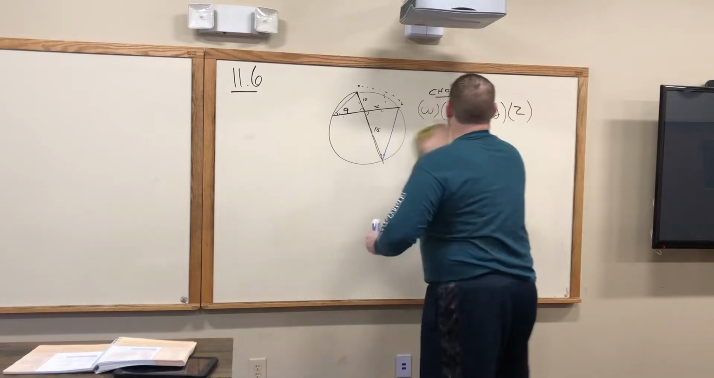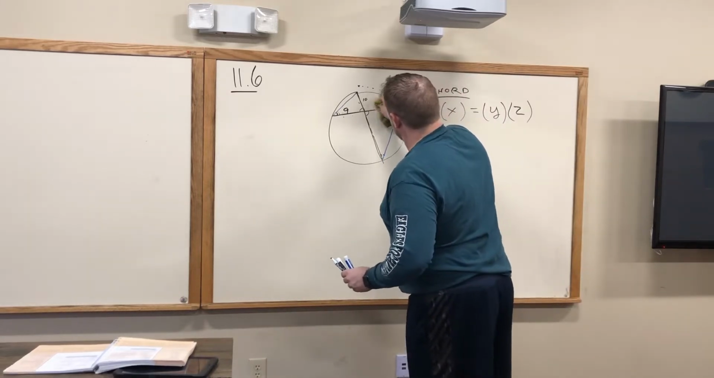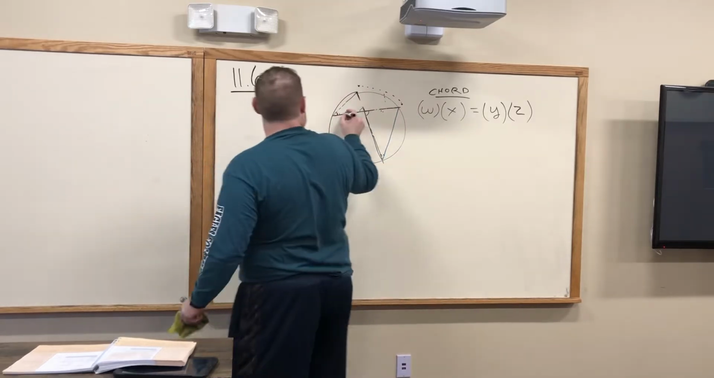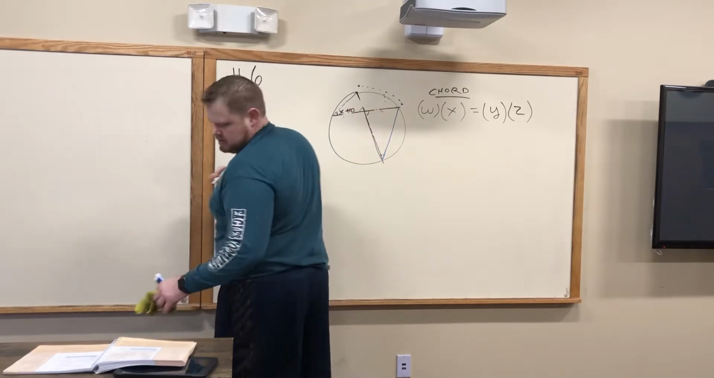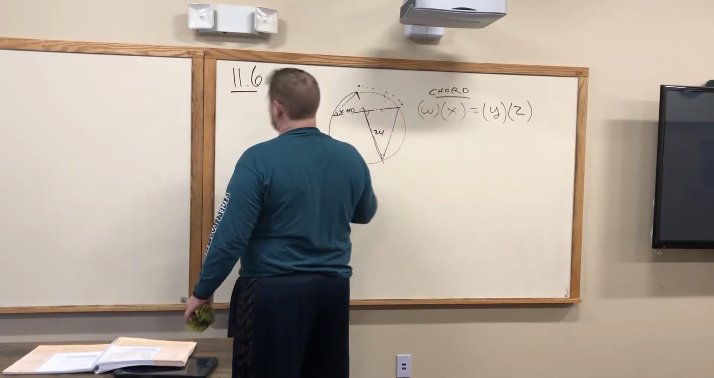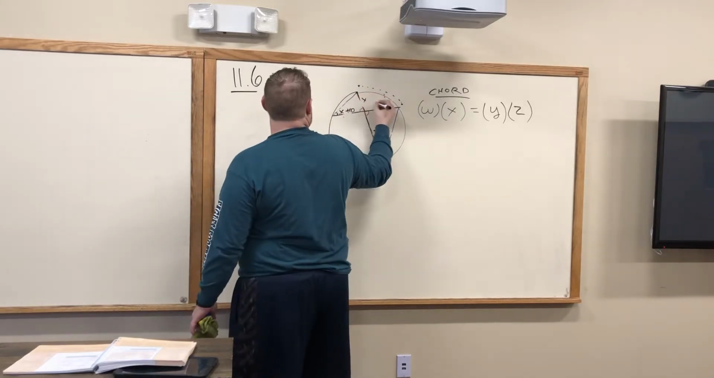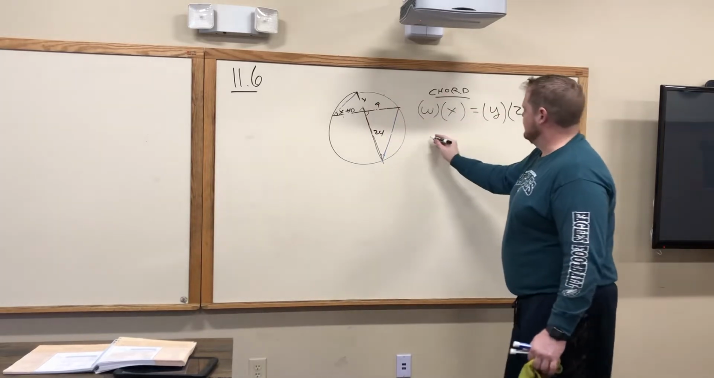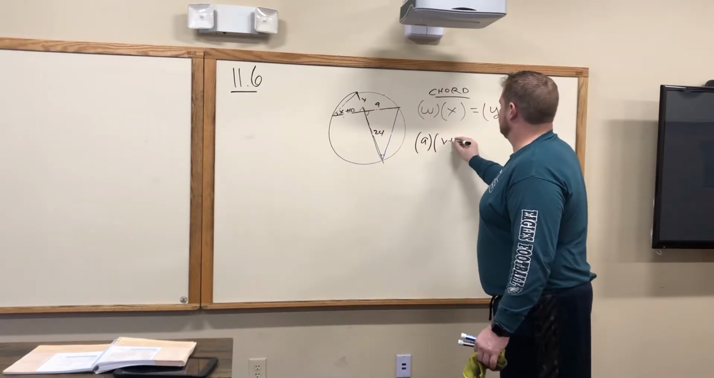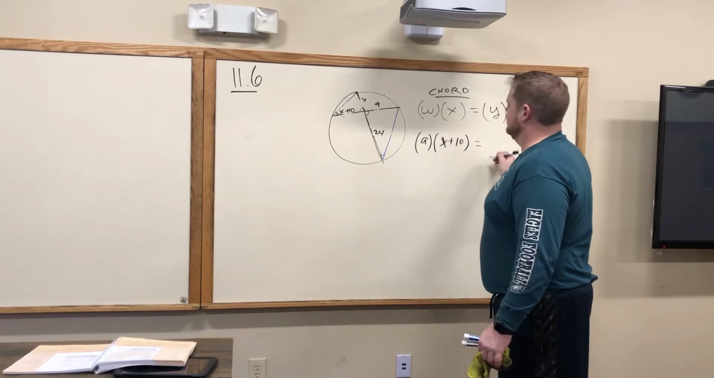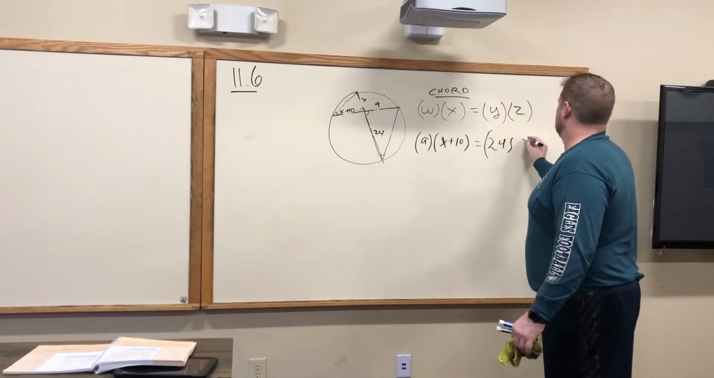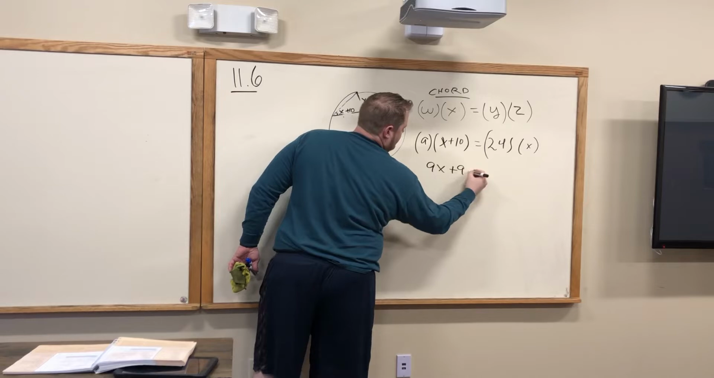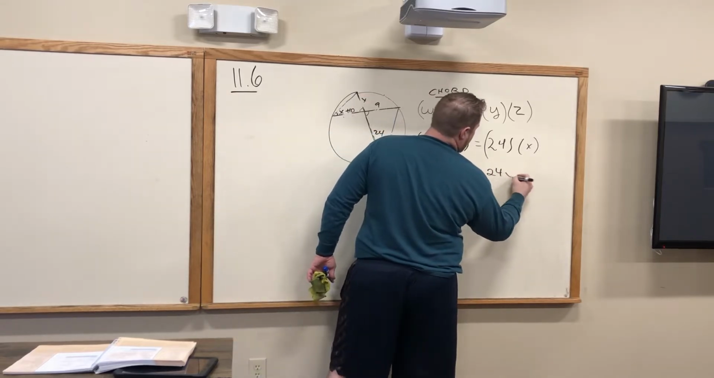Let's do another example. Here we go. X plus 10. This is 24. And this is X. And this is 9. So how do we solve this? Here we go. First off, it's going to be 9 parentheses x plus 10 equals 24 times x. Now what? 9x plus 90 equals 24x.